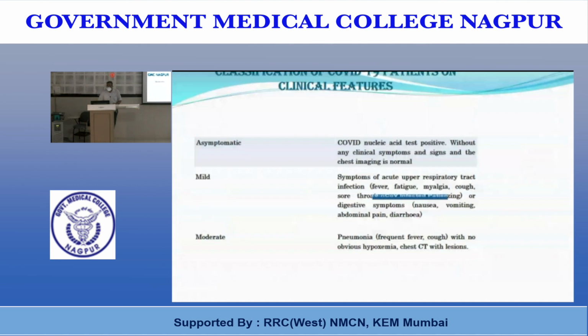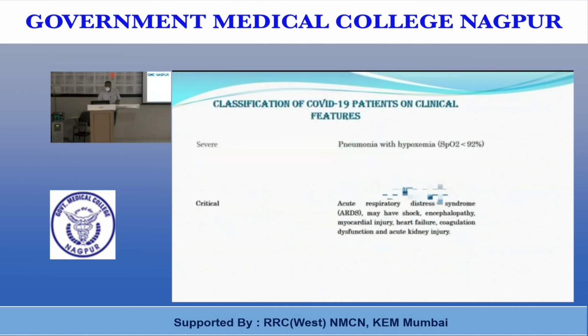Then clinically we can classify the patient as asymptomatic, or mild when only respiratory tract infection like fever, myalgia, cough, sore throat is present. Moderate is pneumonia with no obvious hypoxemia but with chest CT lesions. Severe means pneumonia with hypoxemia with saturation less than 92%, and critical with all complications like ARDS, encephalopathy and myocardial injury.